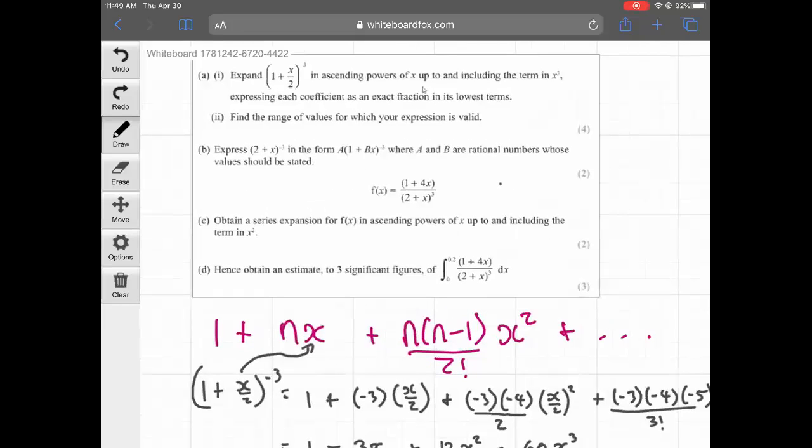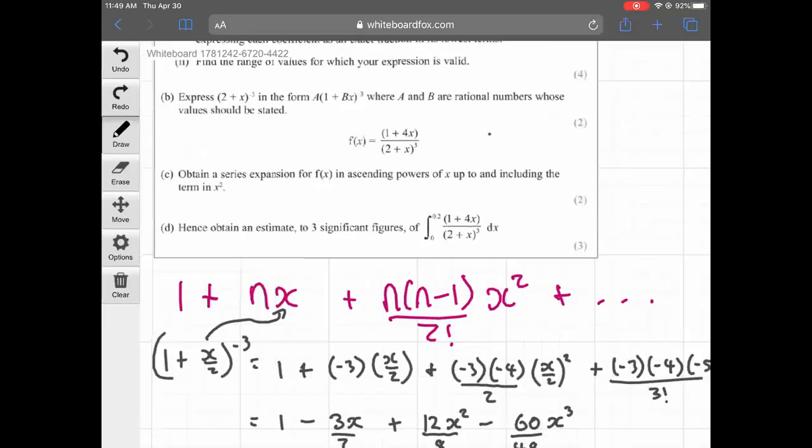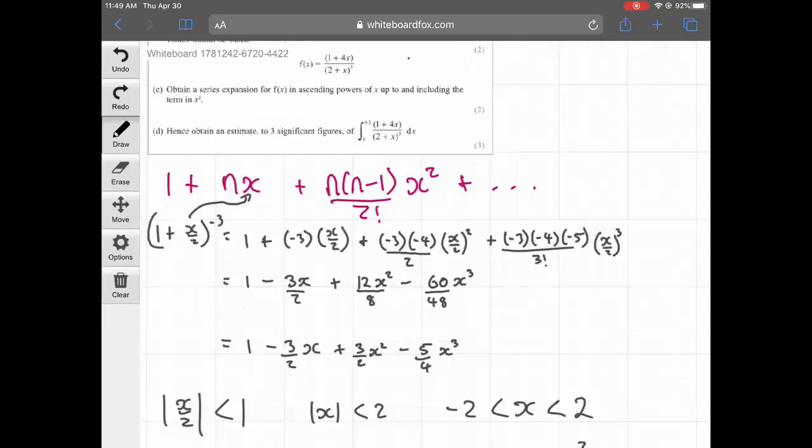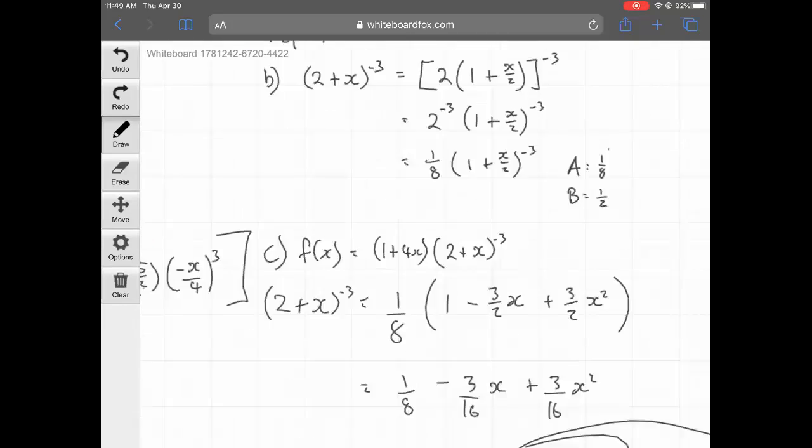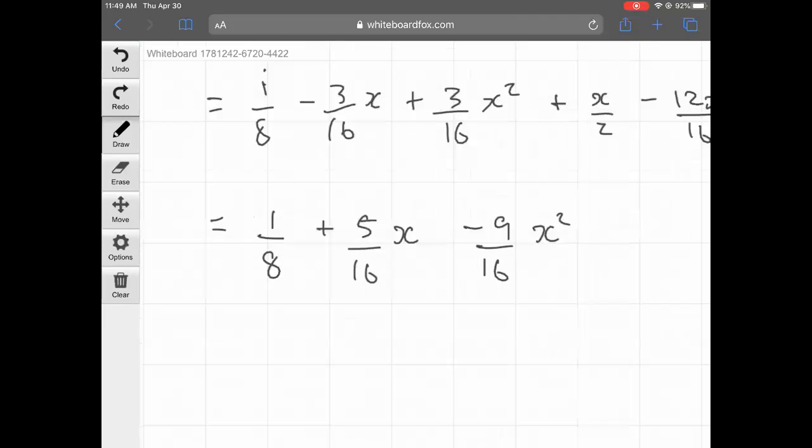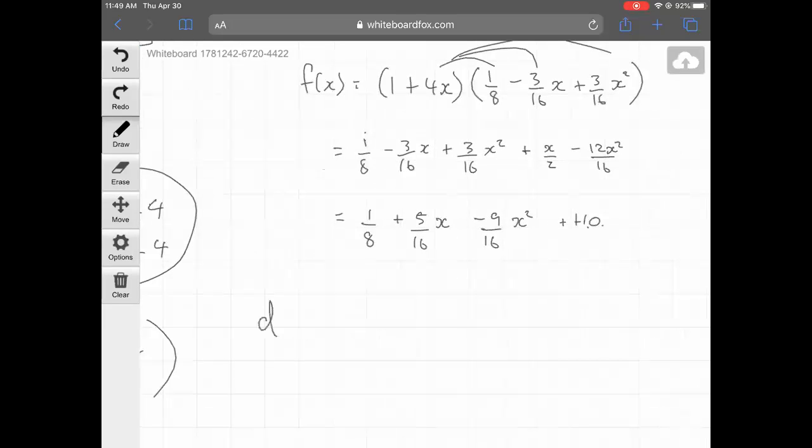So that's C done. D, hence obtain an estimate to 3 significant figures of that integral, of that function, right? Well, it's asking for an estimate. This is an estimate of the function, right? There will be some higher order terms, but these three terms will estimate that function. So part D is essentially just to integrate between 0 and 0.2 the estimate for the function, which you should now actually be able to do.